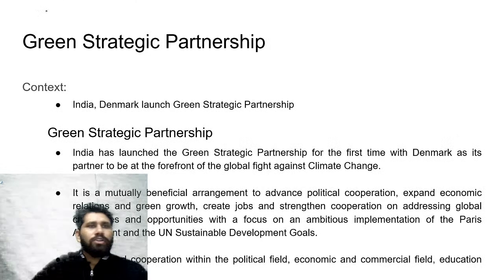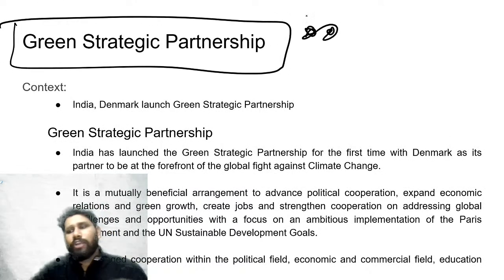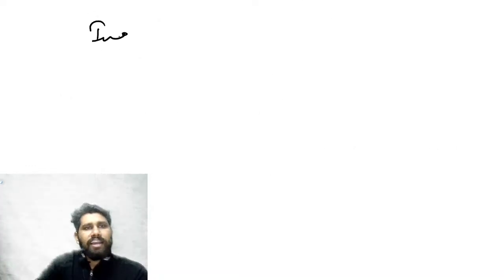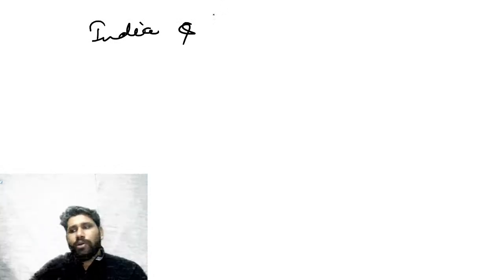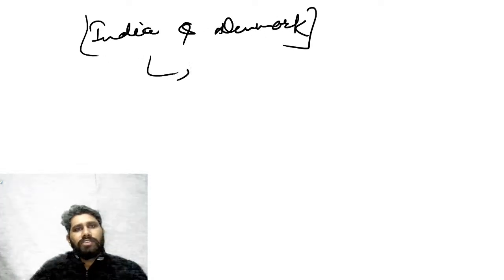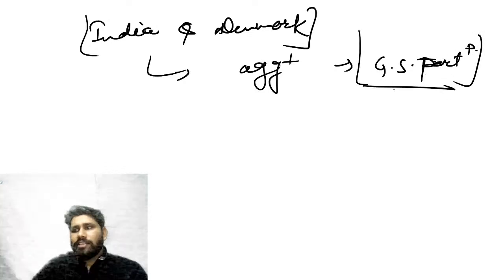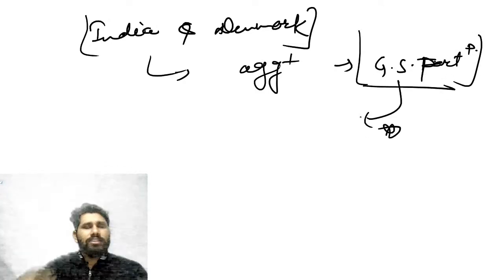So let's move on to the next topic for today, guys: the Green Strategic Partnership, and what exactly it is. You need to remember each and every point in this regard. Recently India and Denmark, try to remember the countries between which any important international deal is signed, India and Denmark, have entered into an agreement called the Green Strategic Partnership. What exactly is it and what is its purpose? Try to remember it.